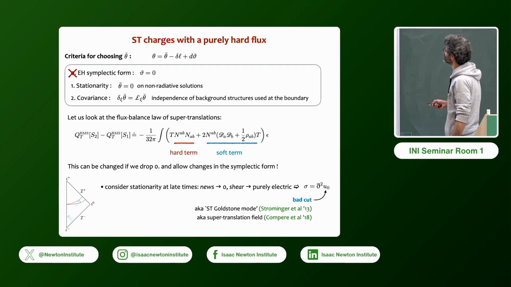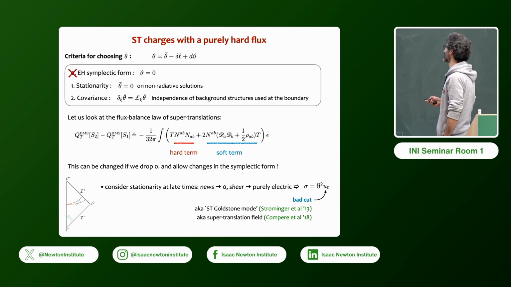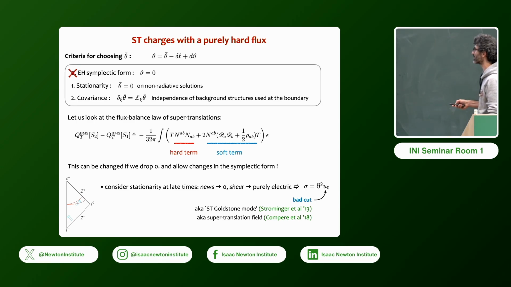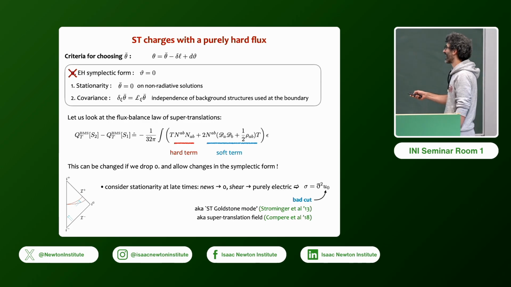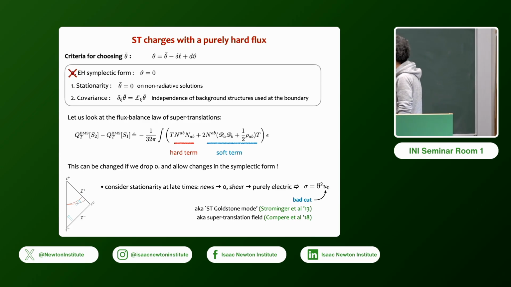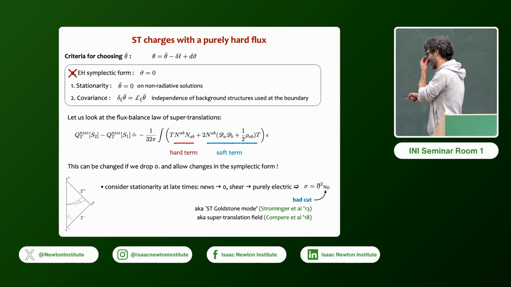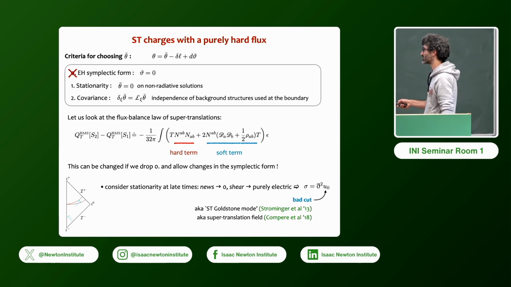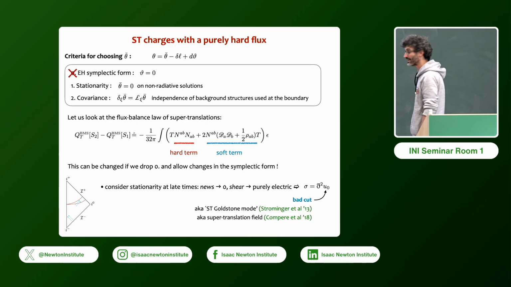And in fact, it's an interesting construction that goes back to the fact that, if at late times you assume stationarity, then you have a notion of good cuts there, and your arbitrary shear that is tending to the stationary configuration will become that of some bad cut in general. And in the celestial holography literature, this choice of bad cut is called the supertranslation Goldstone mode.